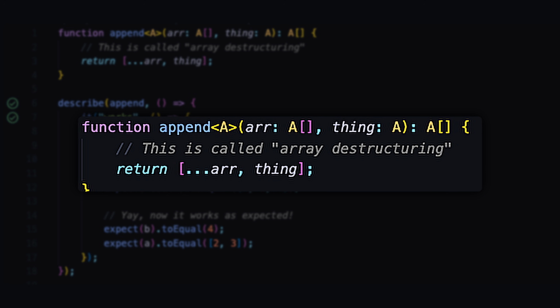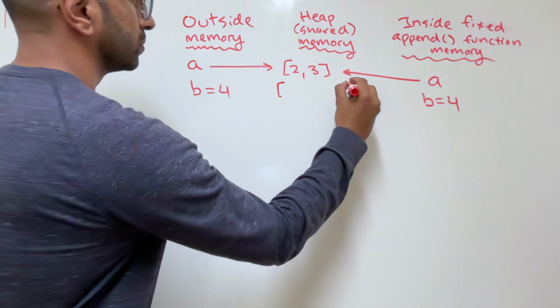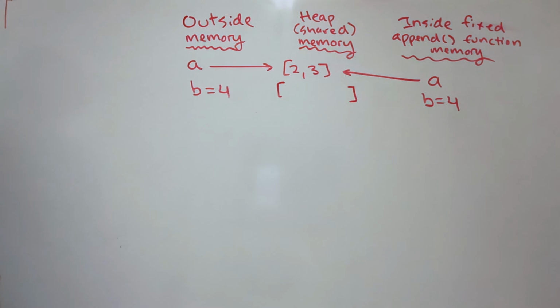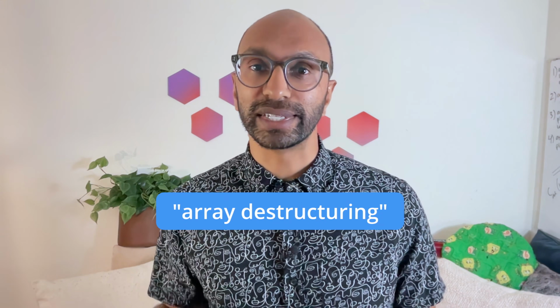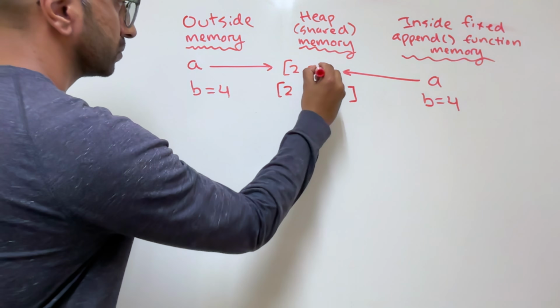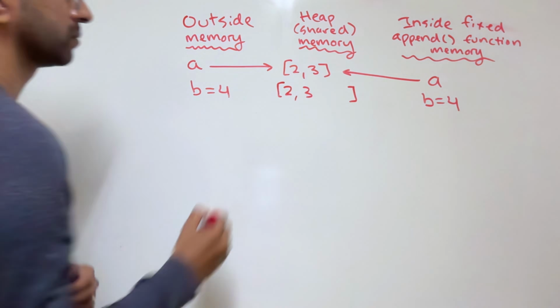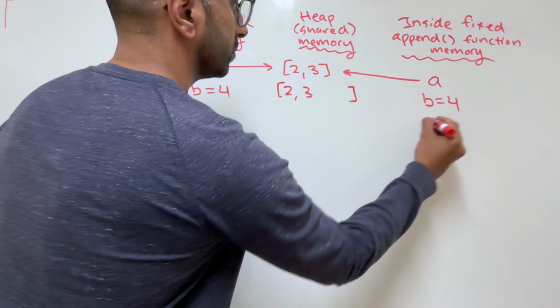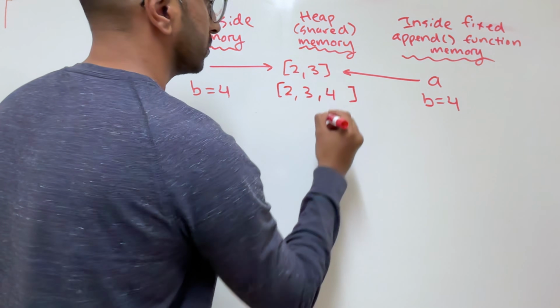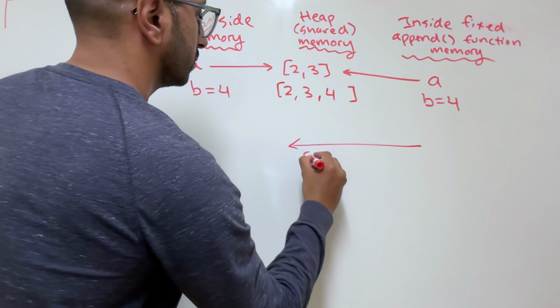The brackets create a new place in memory to store a new array. The ... array syntax is array destructuring, and it says copy over the values from the original array into this new location in memory. And then we just tack on the last thing to the end of this new location in memory. We return the reference to this new array that we've created.